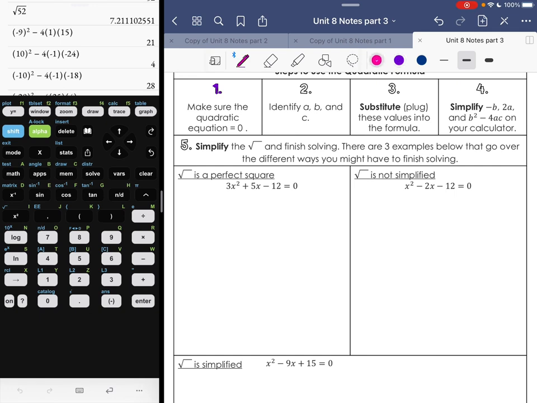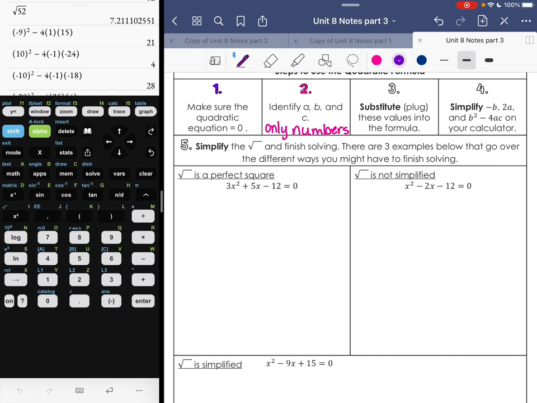The second step is to identify your A, B, and C. Now, A, B, and C are going to change after you get it equal to 0. So that's why you have to get it equal to 0 first and then identify A, B, and C. Also remember, these are only numbers. No variables are part of the formula. So you are not going to put in x or x squared. You're only putting in the coefficients.